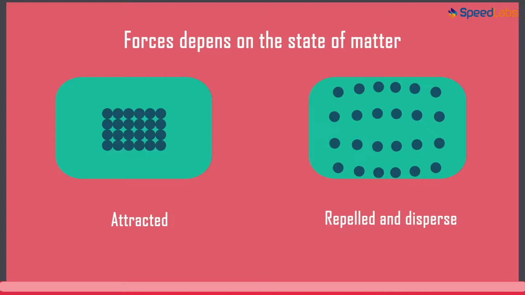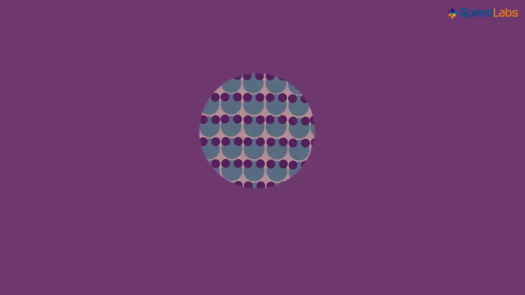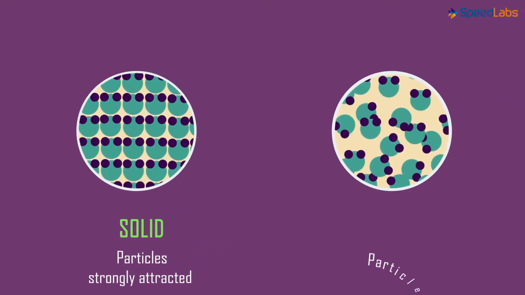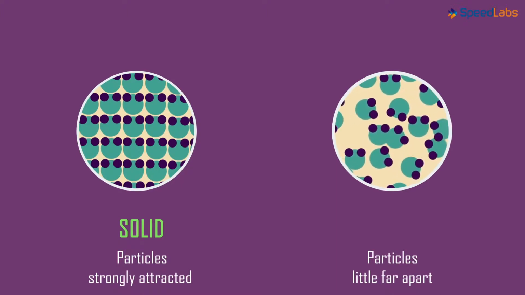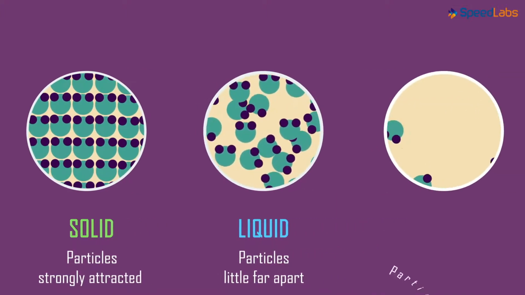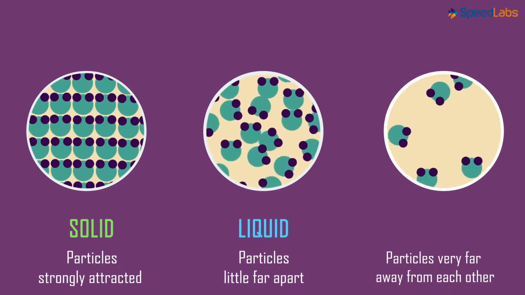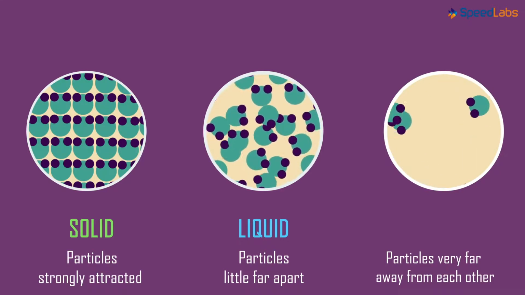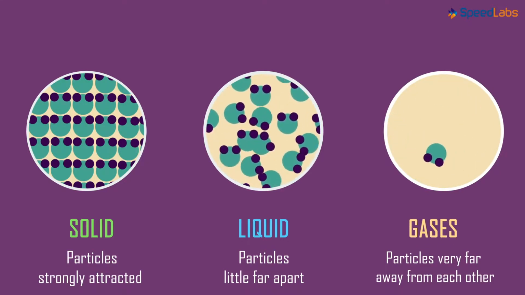And how exactly does force do that? If all the particles are strongly attracted to each other, there will be very little space between the particles. The resultant state of the matter will be that of a solid. What if the particles are a little far apart? The resultant state will be that of a liquid. And assume the particles are very far away from each other. There is a lot of space to be filled in. What state would the matter be in then? It will be in a gaseous state.